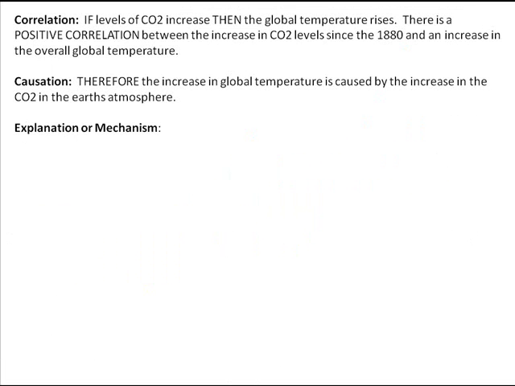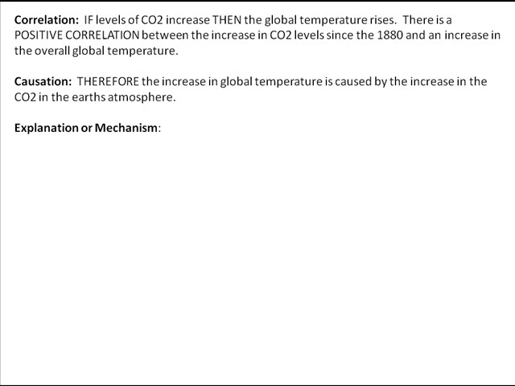And you can see that in the opening statement here. You could go on to say that there is a positive correlation between the increase in CO2 levels since the 1880s and an increase in the overall global temperature. That's a correlation statement. It's a verbal statement of what the graph is saying. What's the causation? The causation says that therefore the increase in global temperature is caused by the increase in the CO2 in the Earth's atmosphere. So that's referred to as the causal relationship, that one is causing the other.